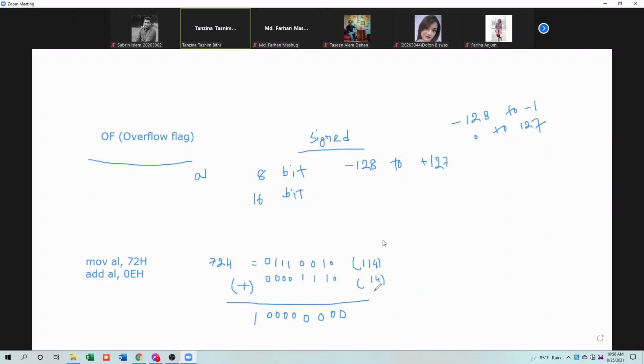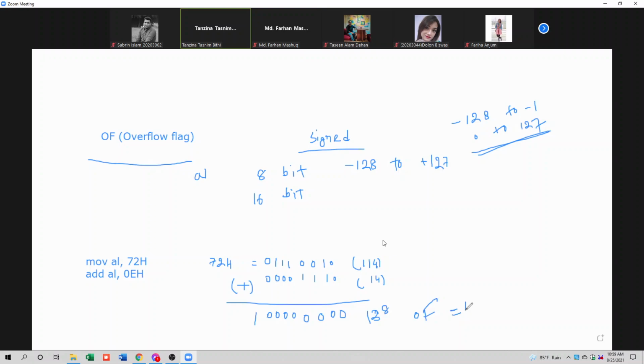Now if we add these two positive numbers, what will be the result? 4 plus 4 equals 8. 1 plus 1 equals 2. 1. Now look at the range. The range of positive numbers is 0 to 127. That means 128 cannot be stored inside the AL register when we are considering a signed decimal number. That's why the value of the overflow flag register will be 1.